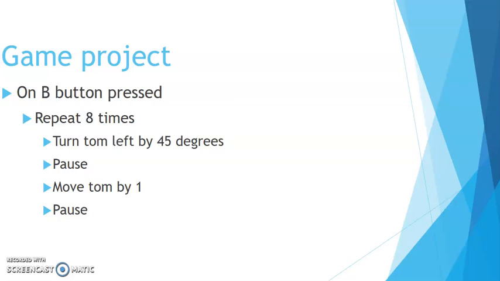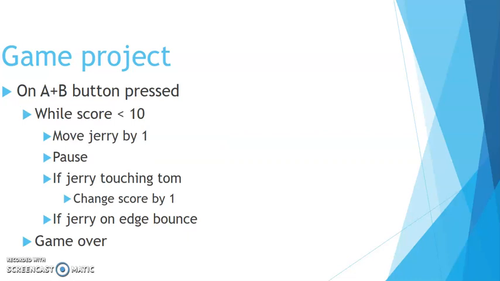When the B button is pressed, we're going to repeat 8 times. We're going to turn him left this time by 45 degrees. That's why we've got the 8 times, because 8 by 45 will bring us back to 360. So he'll do 1 complete revolution. But this time he's going to go in an anti-clockwise direction, at 45 degrees. He's going to pause. We're going to move him by 1, and so on. So he'll go in a circular fashion, in as much as you can, when the B button is pressed.